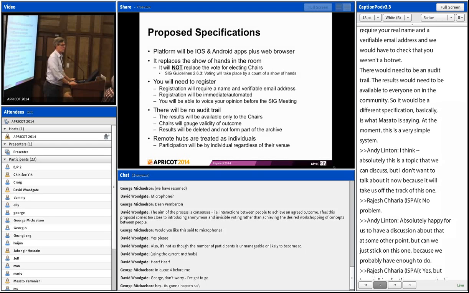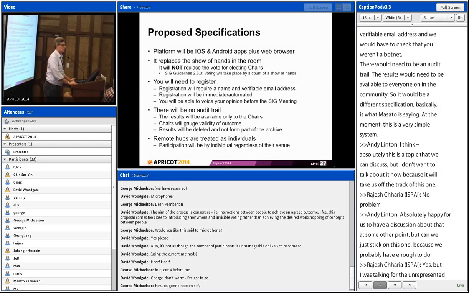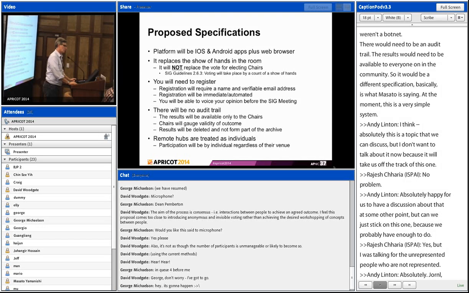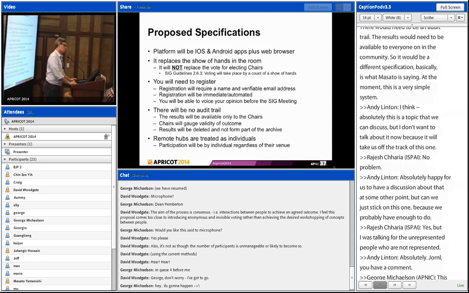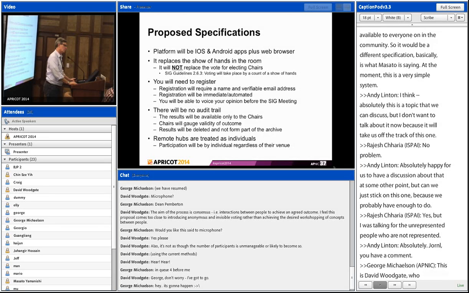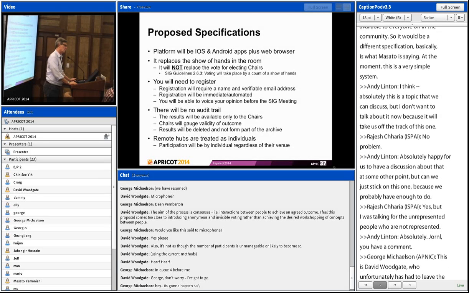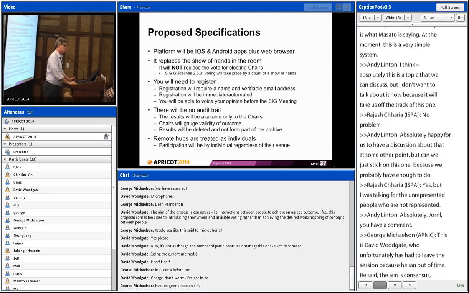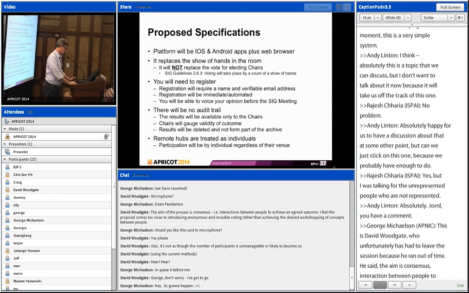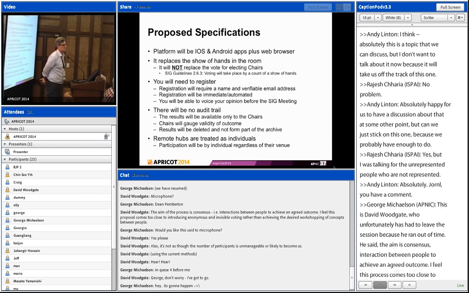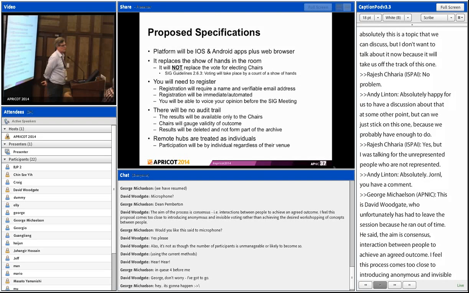This is David Woodgate, who unfortunately has had to leave the online session because he ran out of time. He said the aim of the process is consensus, i.e. interactions between people to achieve an agreed outcome. I feel this proposal comes too close to introducing anonymous and invisible voting rather than achieving the desired workshopping of concepts between people. Also, it's not as though the number of participants is unmanageable or likely to become so.